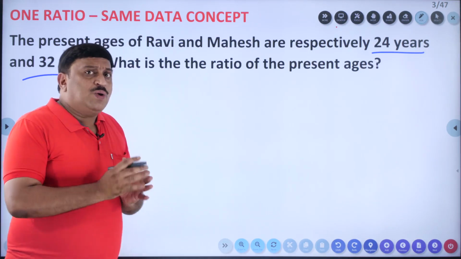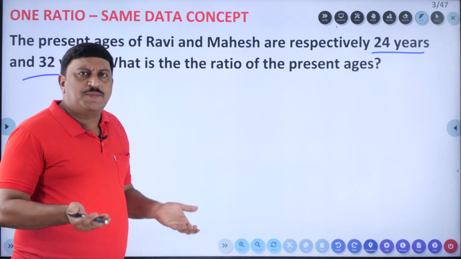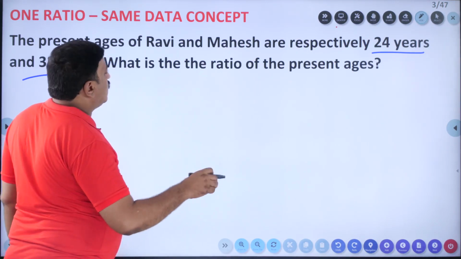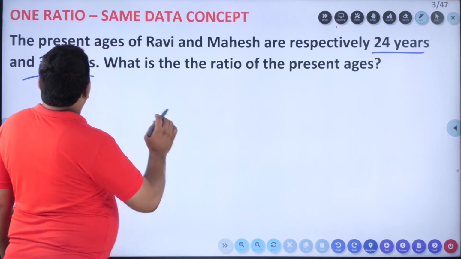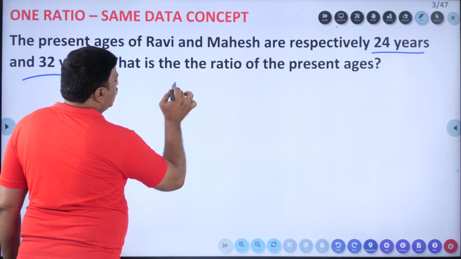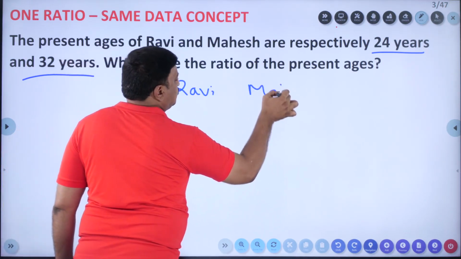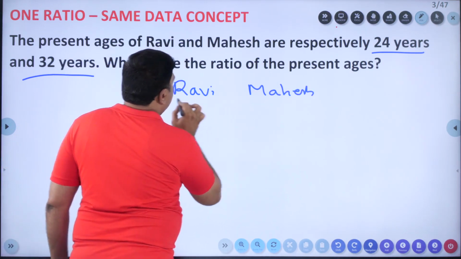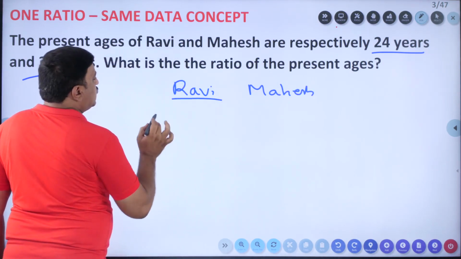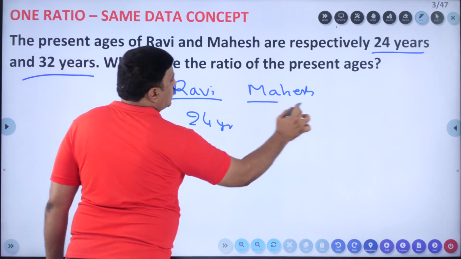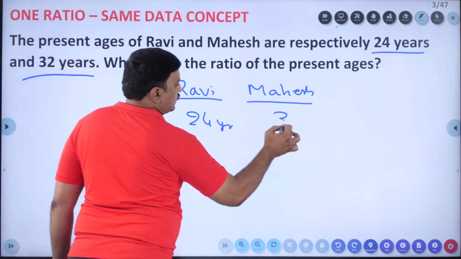Now, how to represent in ratio form. That's all, simply that. How to represent this one, right? You might have known the method. See, first of all, we have taken Ravi and Mahesh. Ravi's age is how much? Present age 24 years. Mahesh's age is how much? 32 years.